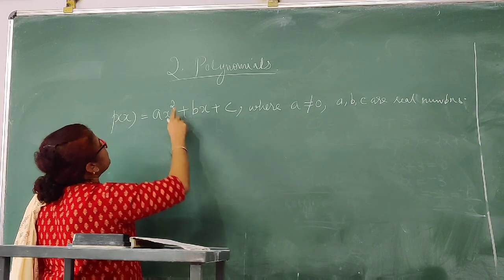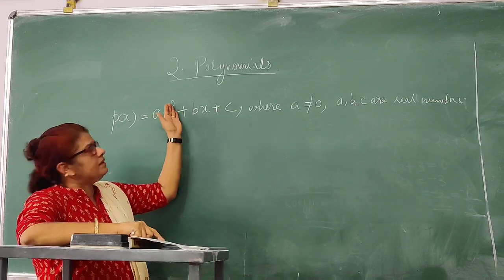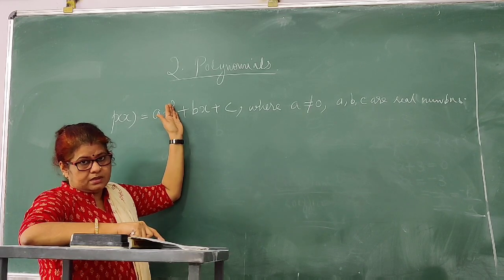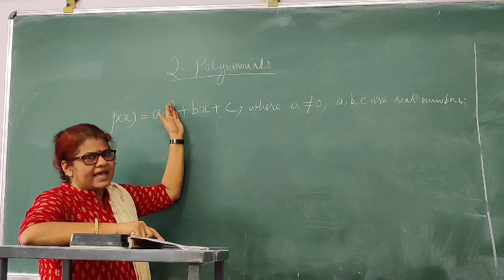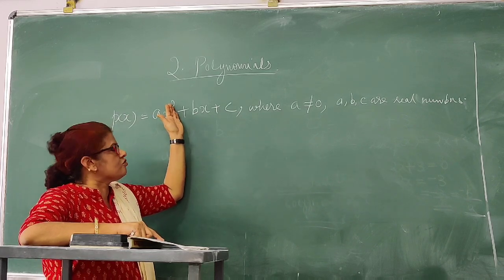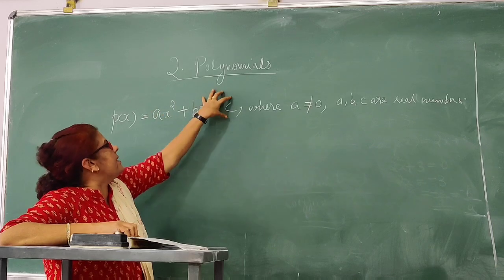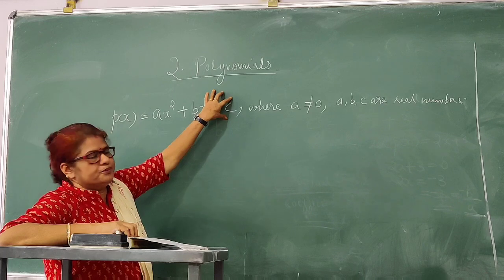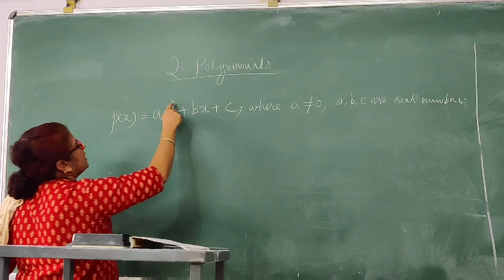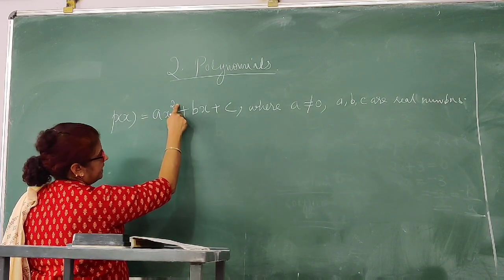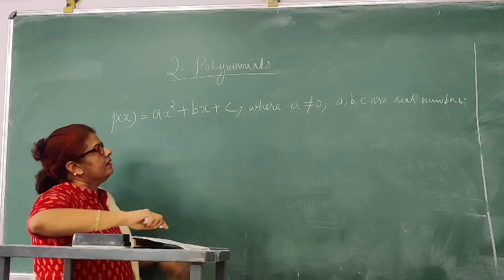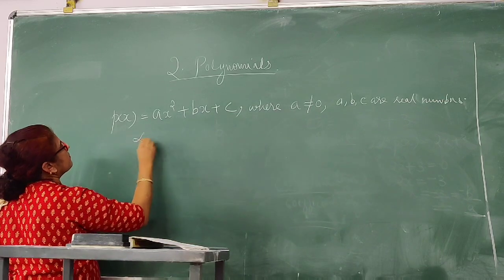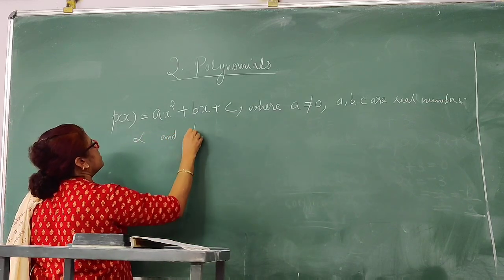And the degree of the polynomial determines how many zeros there are at most. We can only speak of the maximum number of zeros. The maximum number of zeros is 2, since the highest degree is 2 here. And let us name the two zeros as alpha and beta.